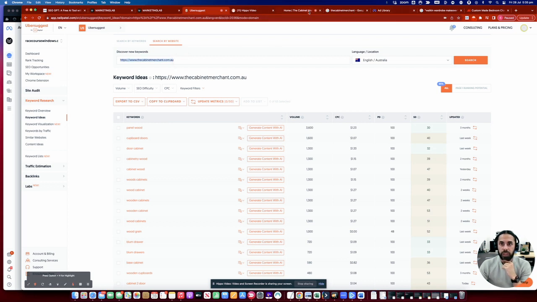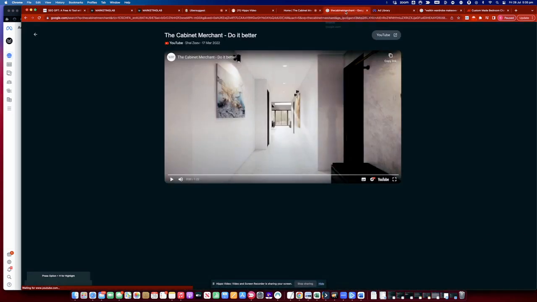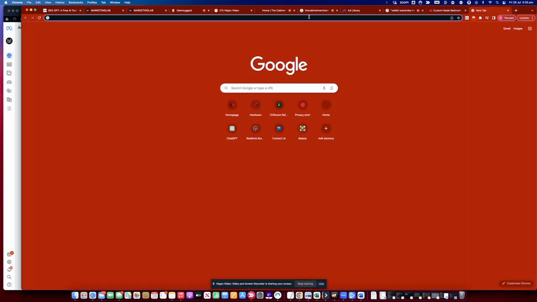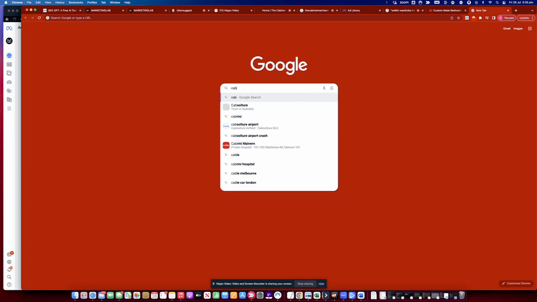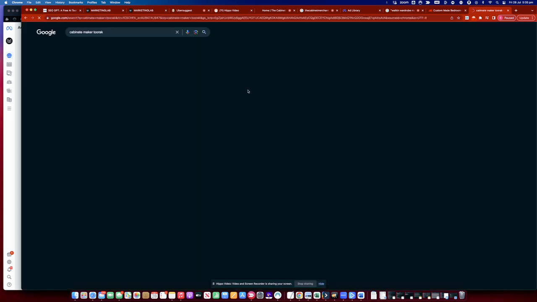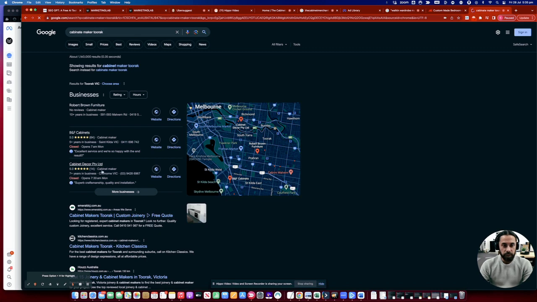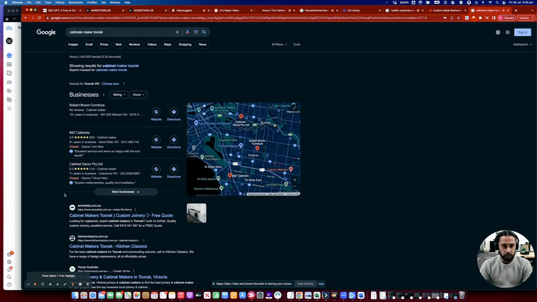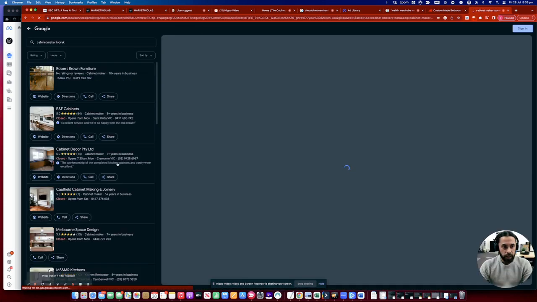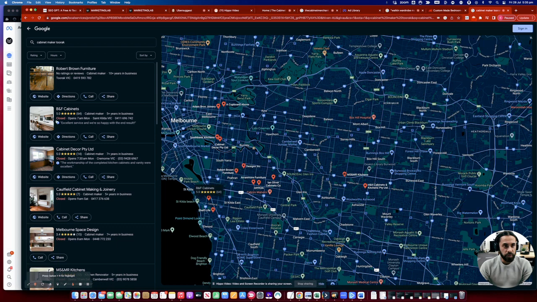So if you go to Google and do a search, excuse me, quite a few pages open there. Do a search for cabinet maker Toorak, then this is a bit more telling. This is more specific to what we're trying to do. As you can see, the first listings that come up are Google My Business listings, and in there we have quite a number of businesses that are ranking in that area.